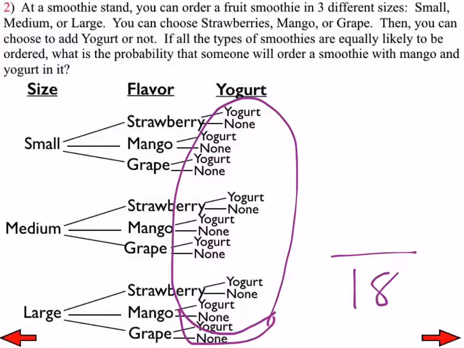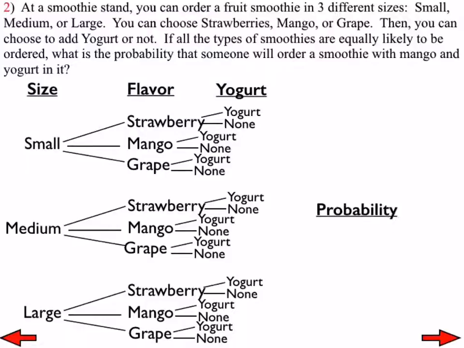But what we're interested in is mango and yogurt. Well, here's one with mango yogurt, here's another one with mango yogurt, and then a large with mango yogurt. So we have 3 out of 18, 3 desirable outcomes out of 18 possible outcomes, but of course we should always simplify, and that simplifies to 1/6. So the probability is 1/6.